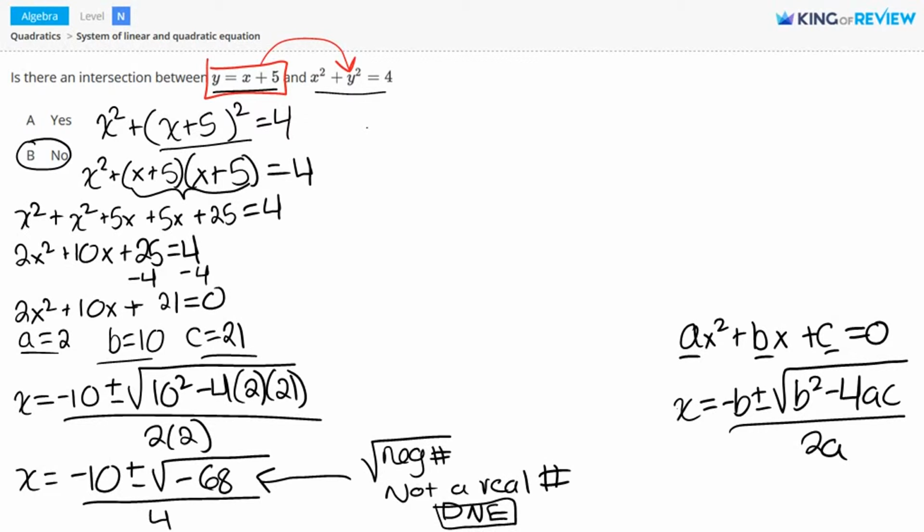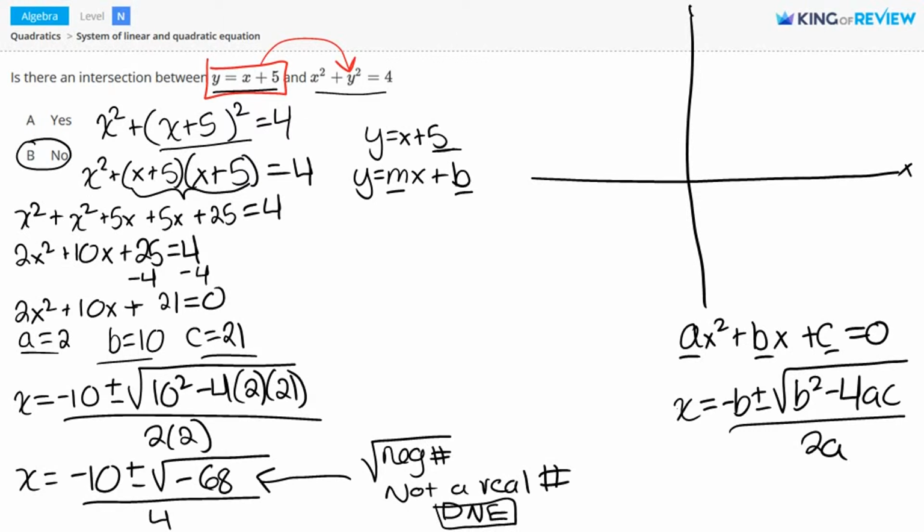So our first equation is y equals x plus 5. We know that this is a line because it's in slope-intercept form. Slope-intercept form is y equals mx plus b, where m is the slope and b is the y-intercept. So in this case, this graph crosses over the y-axis at 5, and it has a slope of 1. So let's do a rough sketch of that.